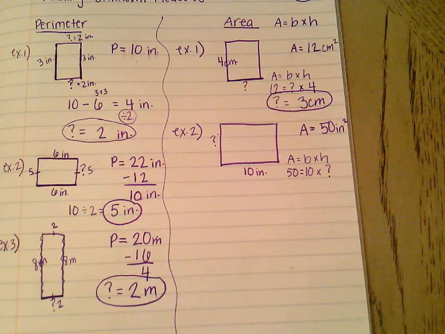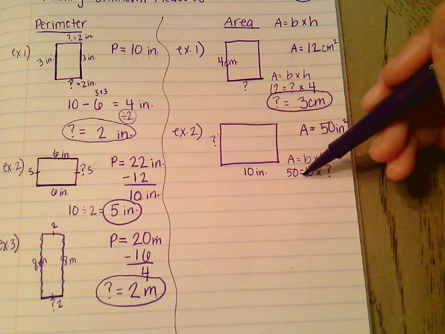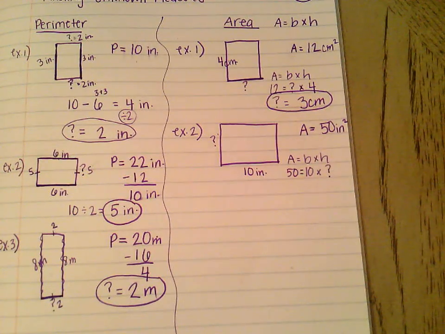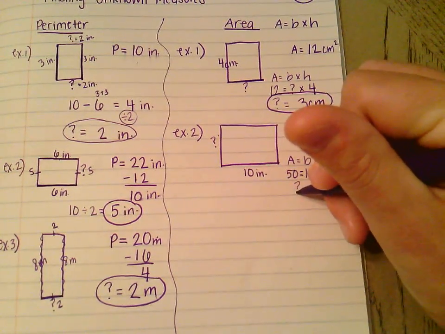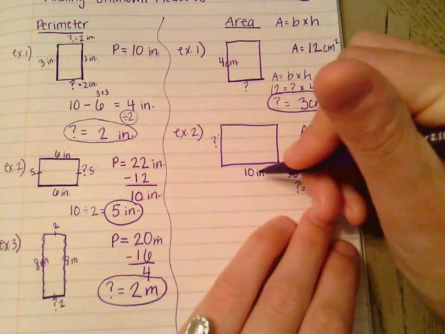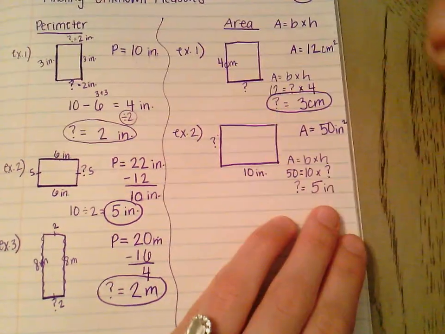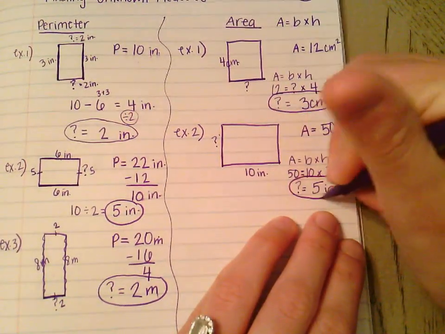Well, I can see very clearly what that number is now because 50 equals 10 times blank. And if I think of it like that, I know that blank has to be 5. And since we're in inches, I'm going to do 5 inches because this is 5 inches tall. And that is my answer.